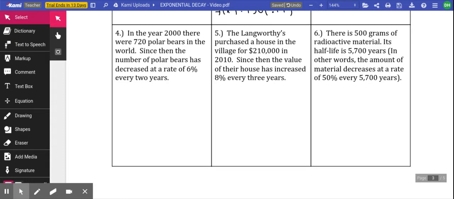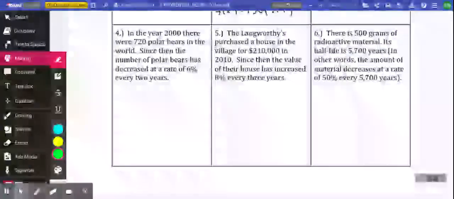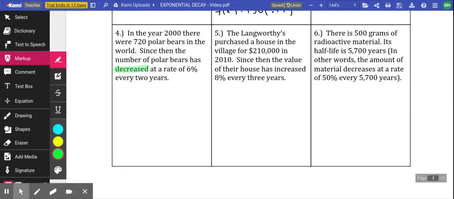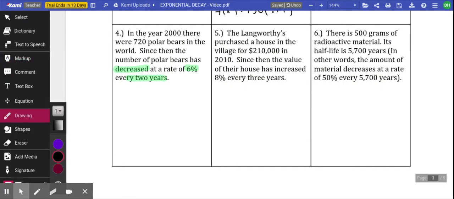In the year 2000, there were 720 polar bears in the world. Since then, the number has decreased. Let's highlight the word decrease, at a rate of 6% every 2 years. Go ahead and try to write your own function here. Great time to hit pause and test your luck. 720 polar bears. We're going to go 1 minus 0.06, and then we'll go x divided by 2 for every 2 years.